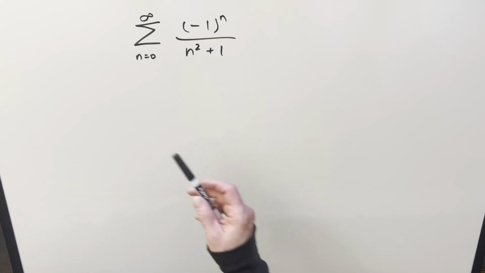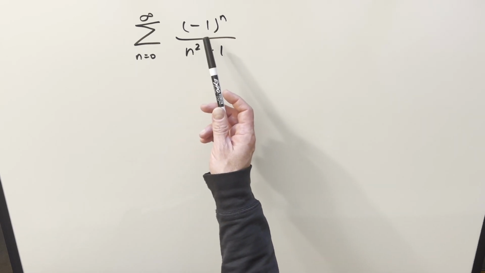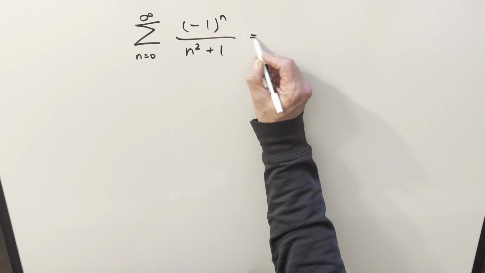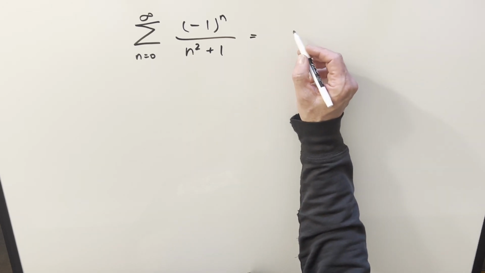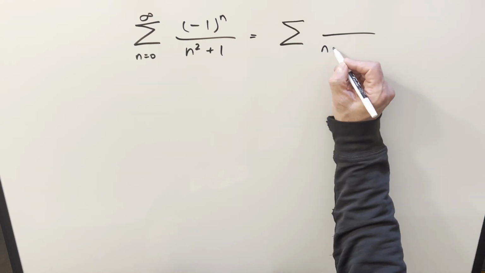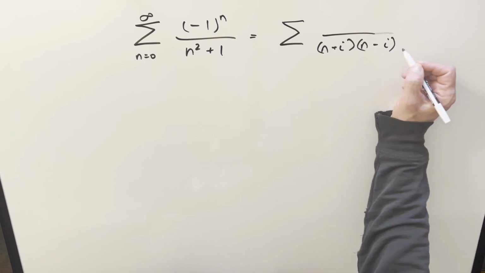Okay, a little while back on this channel, we did the sum of 1 over n squared plus 1. This one's really similar. The only difference is just we have minus 1 to the n in the numerator here. So to start with, we'll do some similar things. I'm going to factor this denominator using complex numbers. So I can factor this thing as n plus i times n minus i.